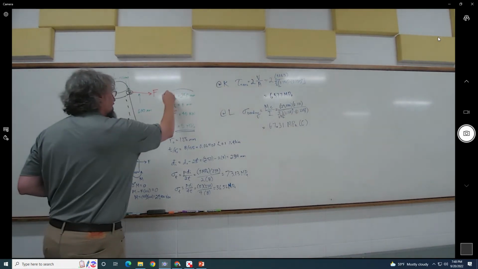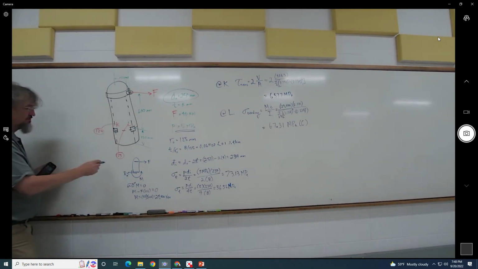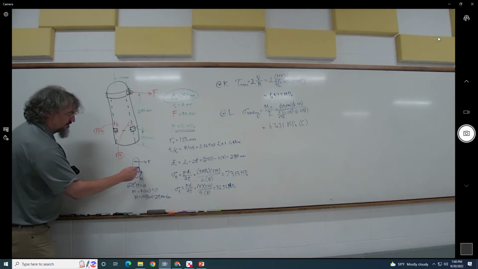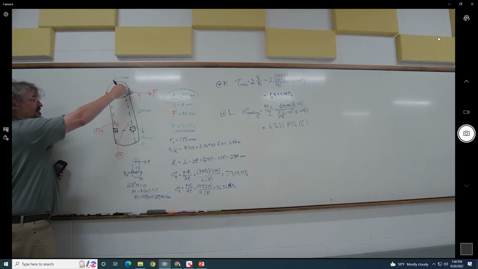They had the outside diameter. Oh, I'm sorry, I did write it. And why is C 0.125 in the bending? Because that's the distance to the neutral axis right here. The radius of this, here's the neutral axis right here, and the diameter of this.